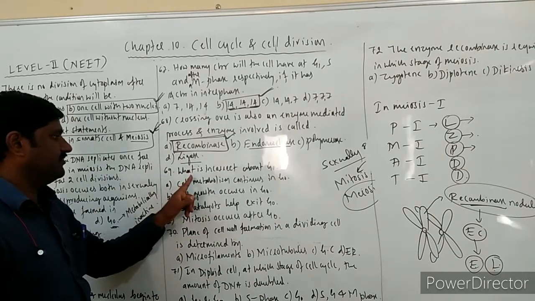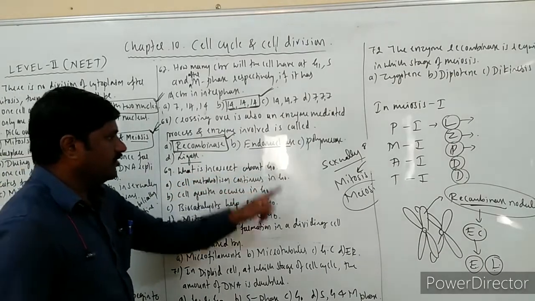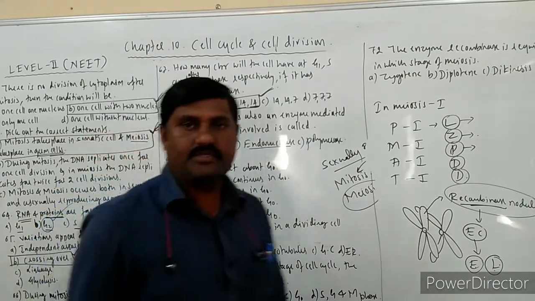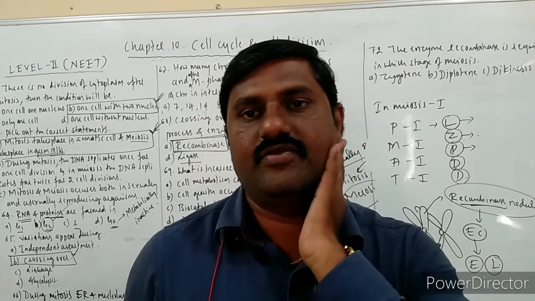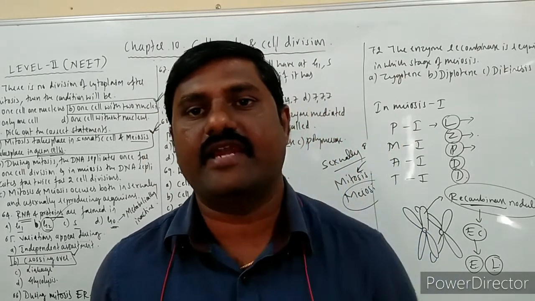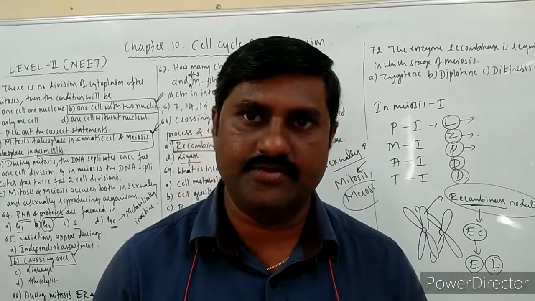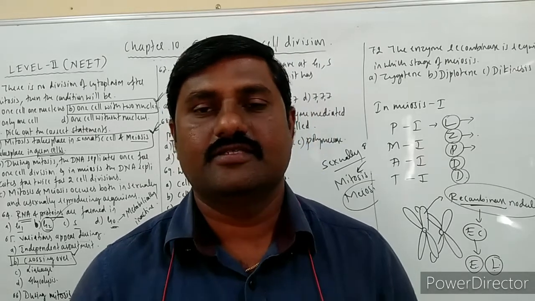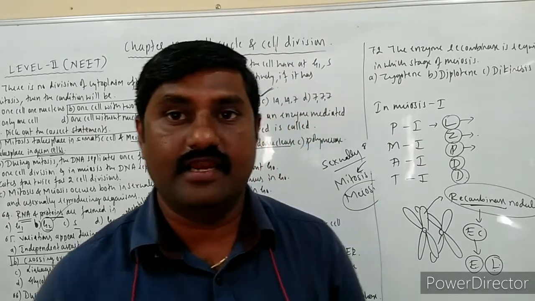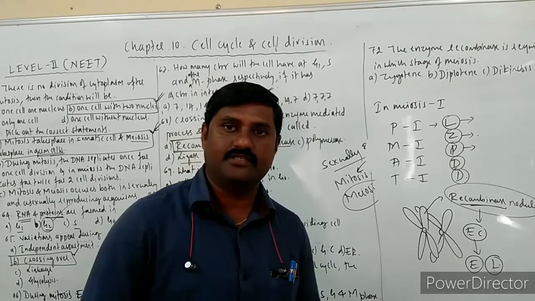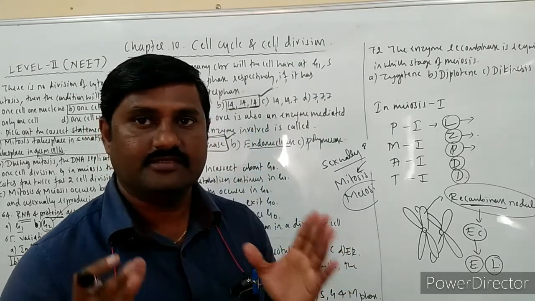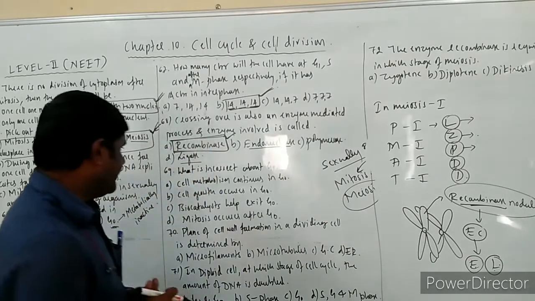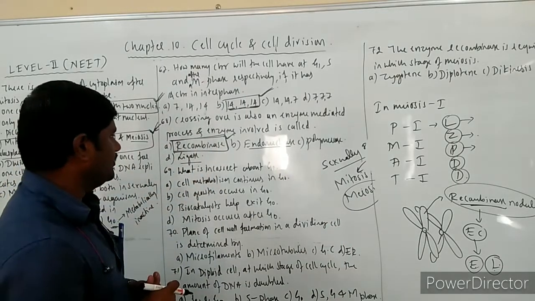So the next question is, what is incorrect about G naught? In the G naught stage, as I have already mentioned, the cell is metabolically inactive and there is no growth at all. The cell is going to differentiate itself and start to do one particular function. That is also possible there. Then what is the wrong statement about G naught?